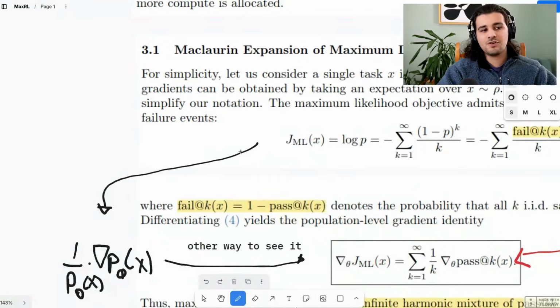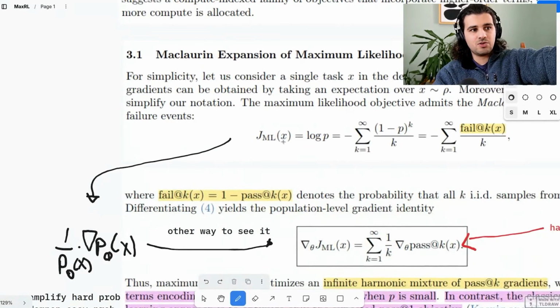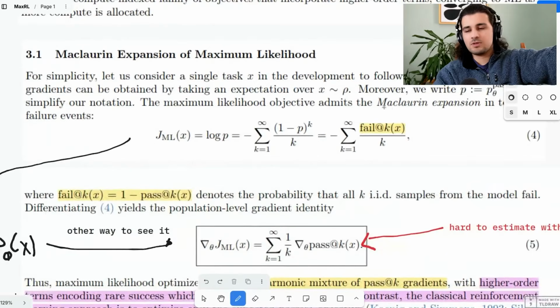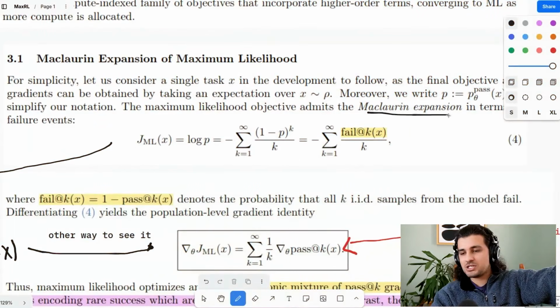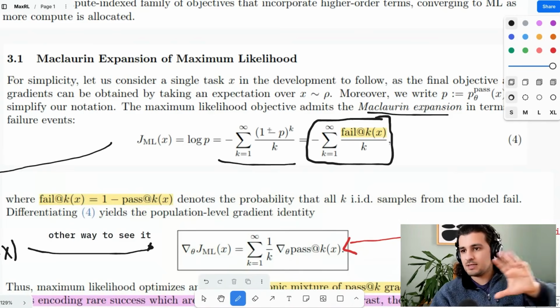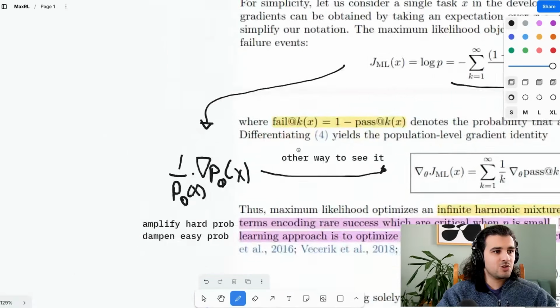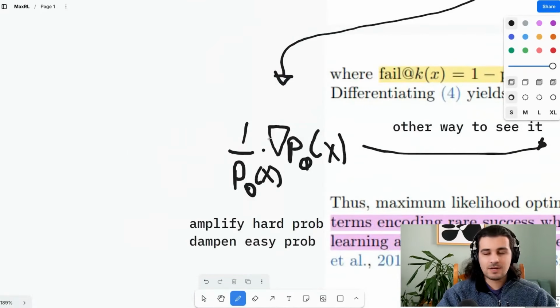But you could see it in a different way. I just put it here so that you can see some property of that, but you can also use one type of Taylor series, the Maclaurin expansion, in order to get this summation. And this summation is actually showing you something. It's a negative summation of the fail at k. It's just a Taylor series expansion. There's nothing crazy here.